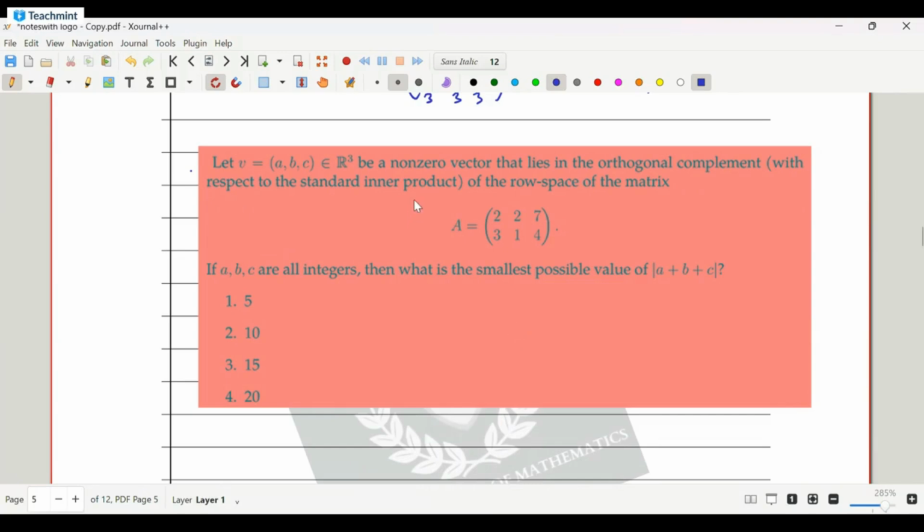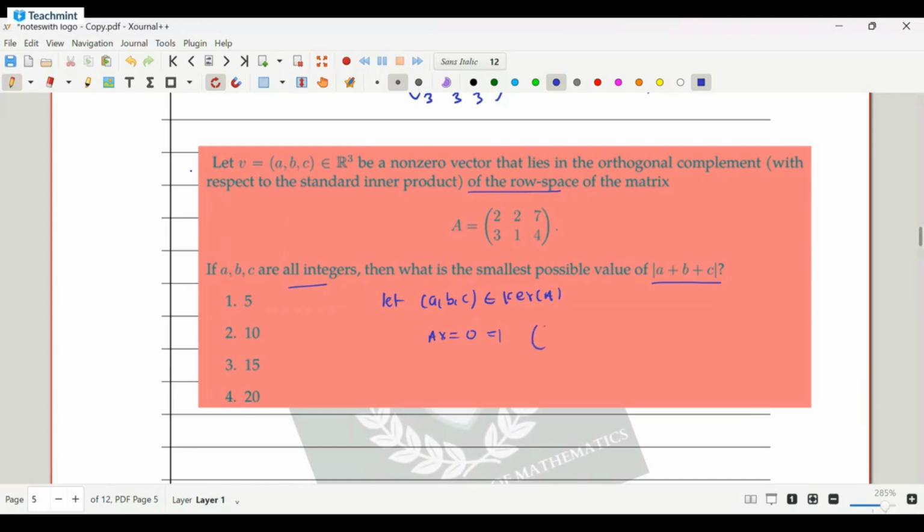V, B, C belongs to R cube, be a non-zero vector that lies in the orthogonal complement of row space. Orthogonal complement of row space is nothing but kernel, right, sir, of the matrix A is equal to this one. If A, B, C are integers, then what is the smallest possible value of modulus of A plus B plus C? So that means (A, B, C) belongs to the orthogonal complement of row space, which is nothing but the kernel of A.